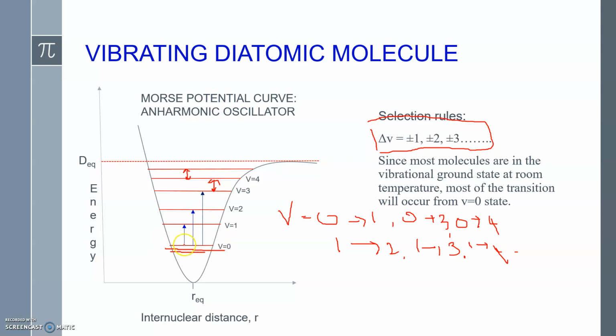The transition from V = 0 to 1 is known as the fundamental transition. The transition from V = 0 to 2, and V = 0 to 3, that is, transitions corresponding to delta V equal to plus or minus 2, plus or minus 3, are known as overtones. That is, the 0 to 2 transition is known as the first overtone, and the 0 to 3 transition is known as the second overtone.